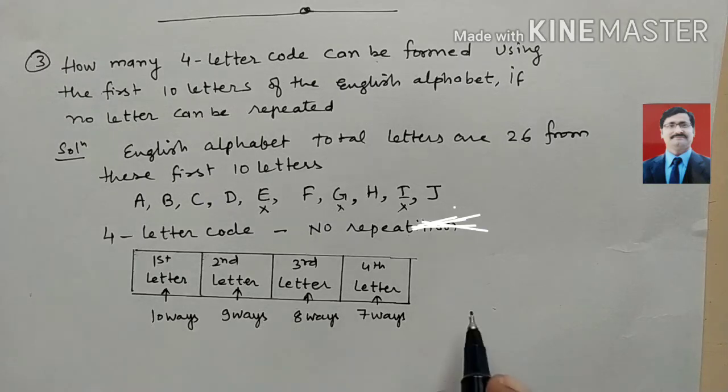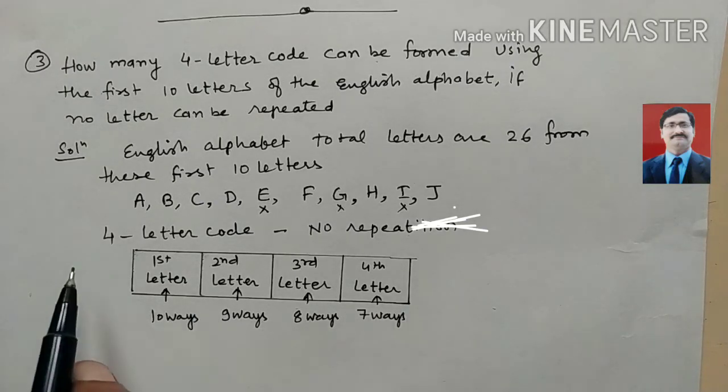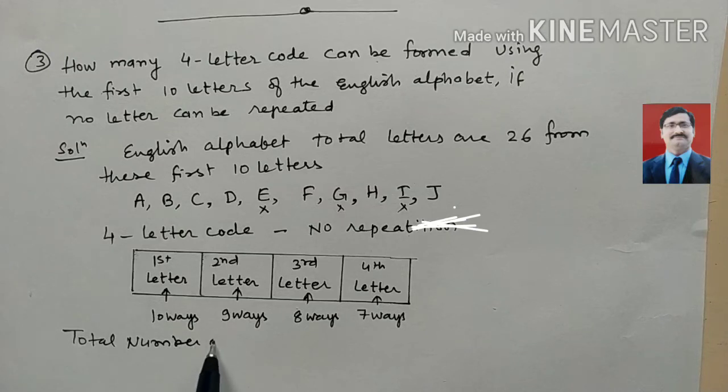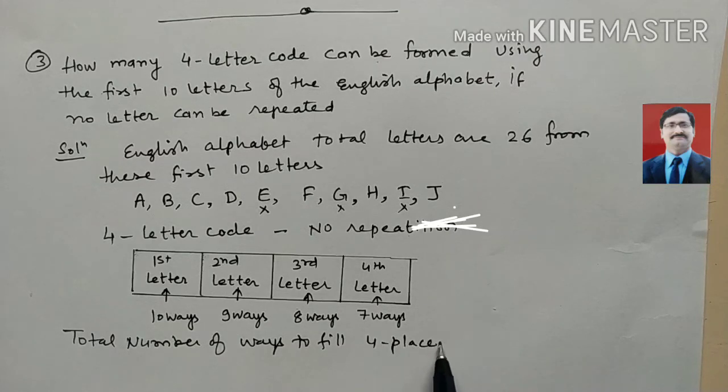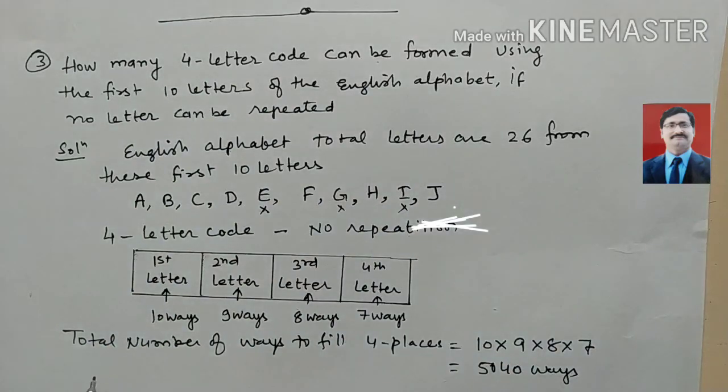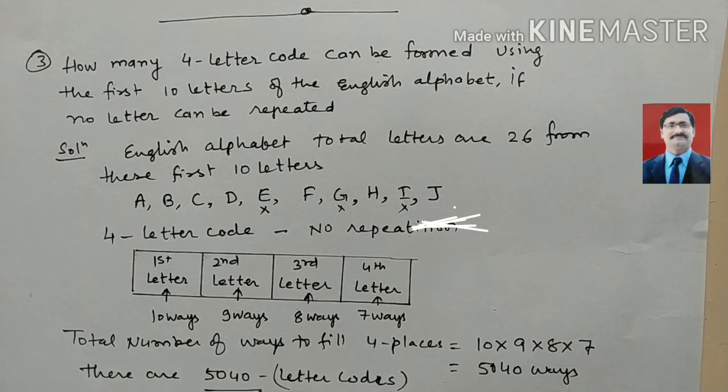So this is how you can fill the 4-letter code. So the total number of ways to fill 4 places is equal to 10 into 9 into 8 into 7, and this is equal to 5040 ways. So there are 5040 four-letter codes possible. All of you understand this?